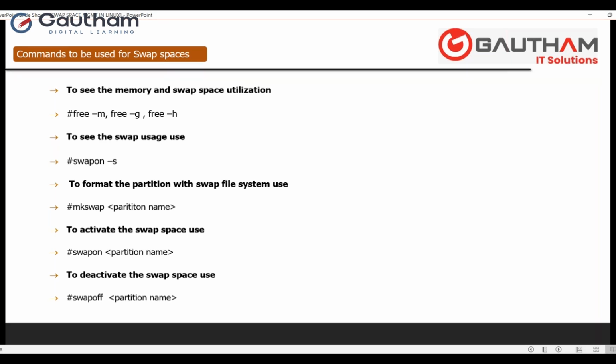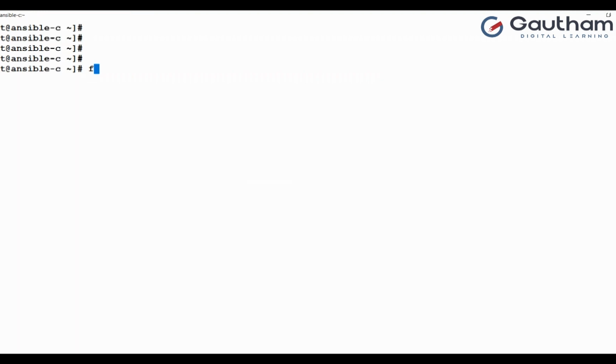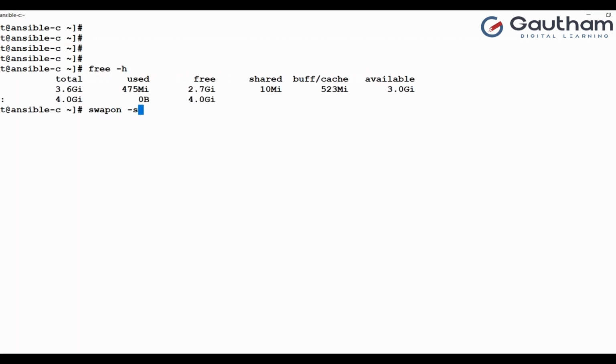We call it activating the swap or deactivating the swap. To use a swap, activate it. To not use the swap, deactivate it. How can I activate and deactivate the swap? You have to go with swapon and swapoff, right? So what I'm going to do now, I'll simply come back and first check free -h and swapon -s. You see still the swap is 4 GB and only SDA3 is being utilized as your swap partition, right? Now I'll activate it.